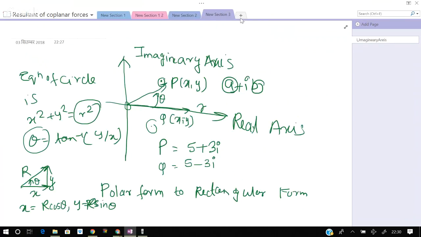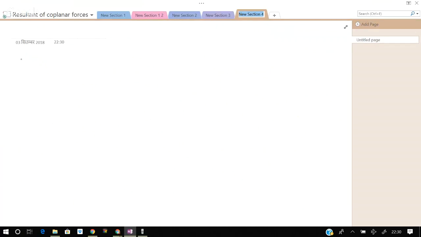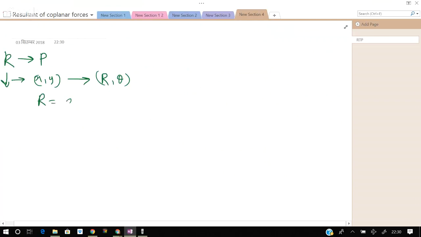So let us remember this. That is, we are going from rectangular to polar form. Rectangular means our value will be in terms of x and y, and we have to convert from x and y to r and theta. So how to convert from x and y to r and theta? That is, r is equal to the square root of x square plus y square, and mind you this is square, and theta is equal to tan inverse of y by x.